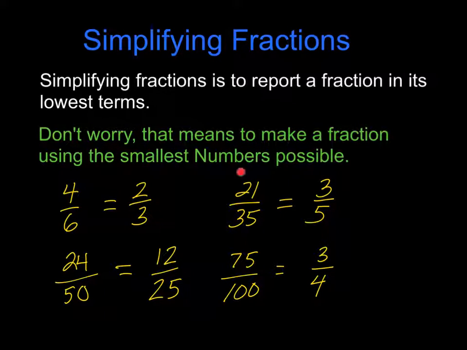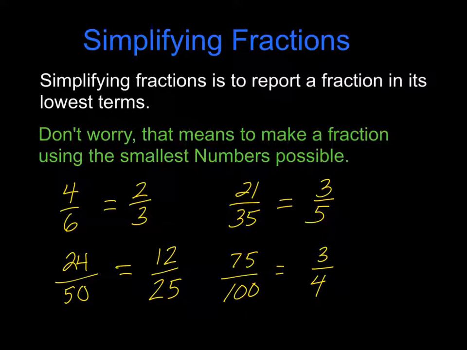And then I have 21 over 35. We can turn that into 3/5. We have 24 over 50, and I can rewrite that as 12 over 25. And our last one here, 75 over 100, is the same as 3/4. Now I'd like to show you what I did here.